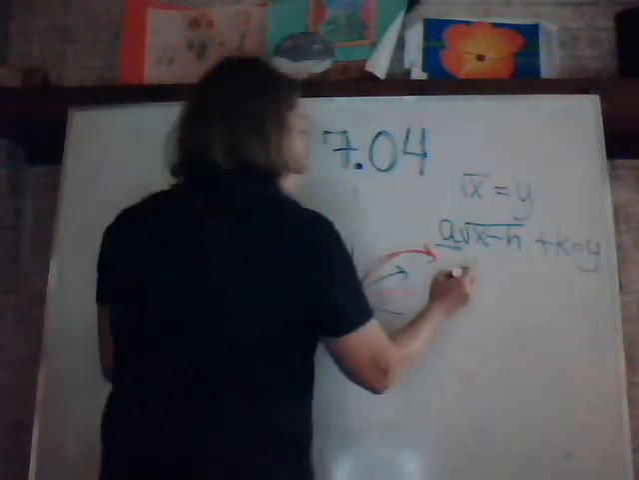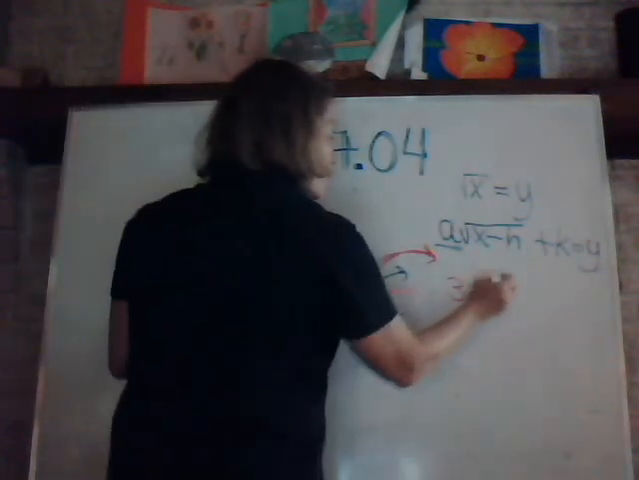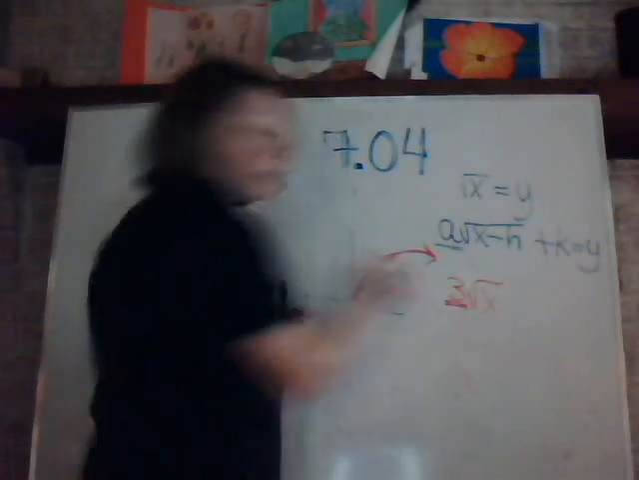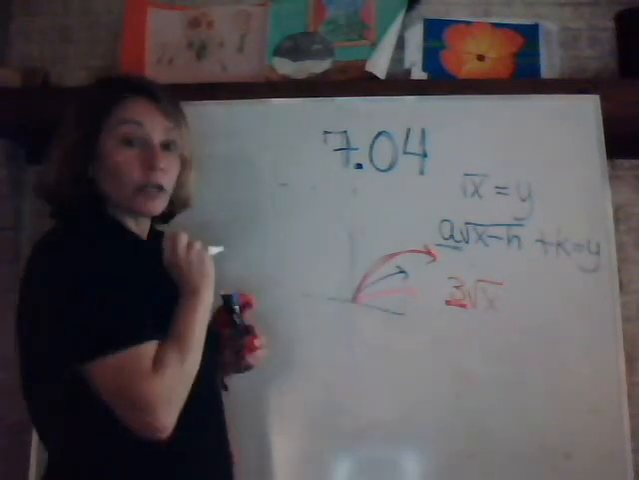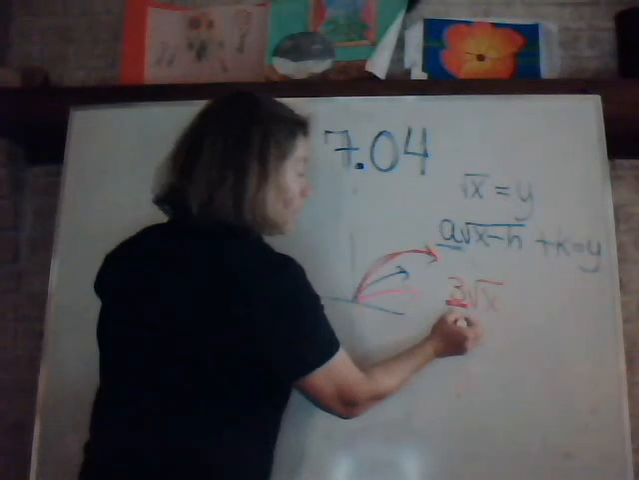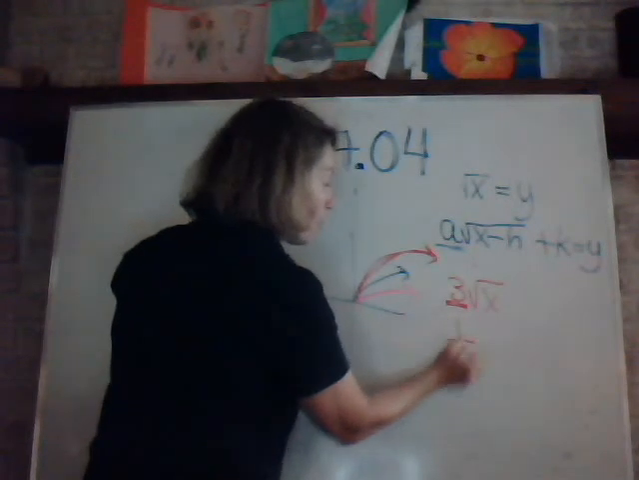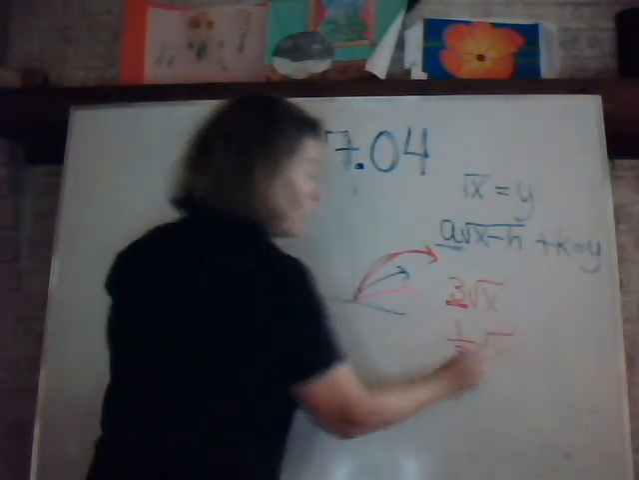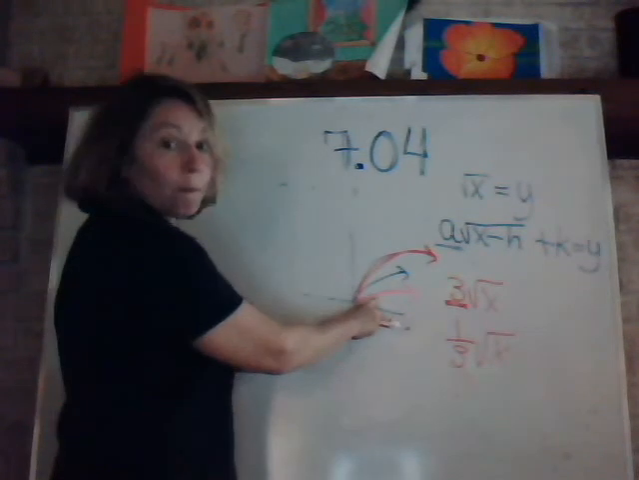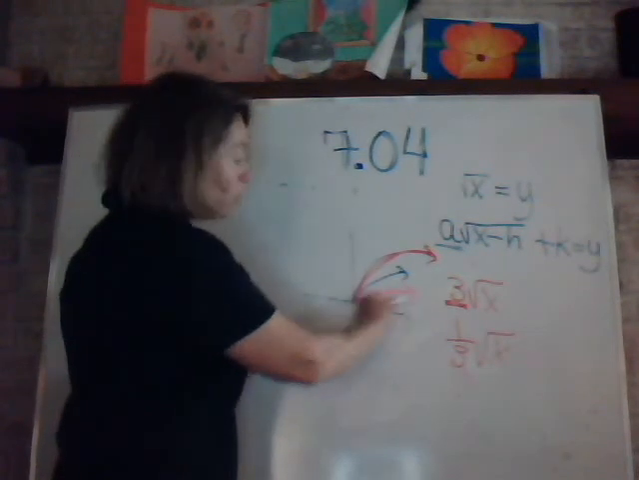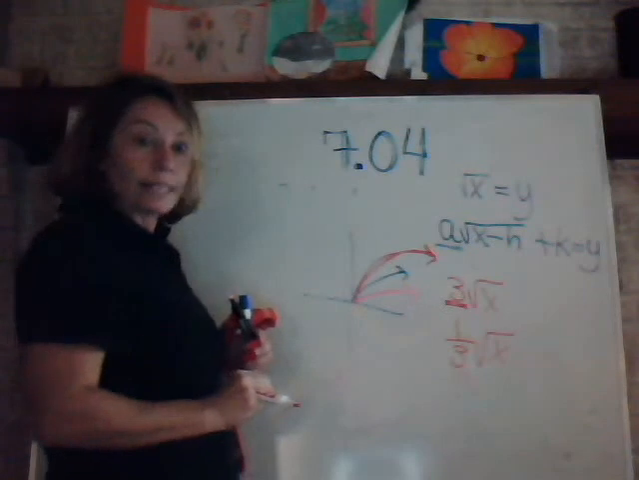What if A is positive 3 square root of x? Okay, A is 3. It's going to go with the top graph, isn't it? It's going to make it taller. What if A is 1/3 the square root of x? Well, that 1/3 is less than 1, so that means it's going to be the pink line. It's going to compress it and pull it closer to the axis.